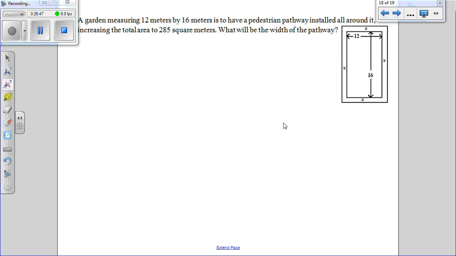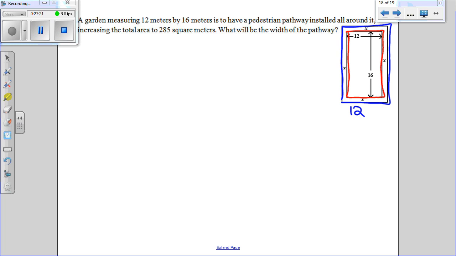You then have this pathway around the outside. So that's this big box right here. If we were to look at the side lengths of that big box, I know that the bottom distance was 12. Right? That was the width of the old thing. It was 12. And then they increased it. How much did they increase it by?